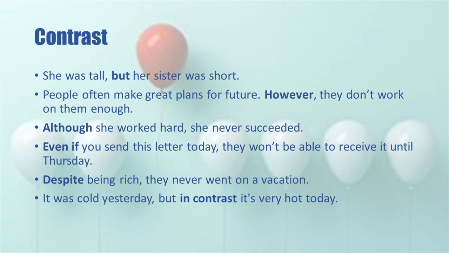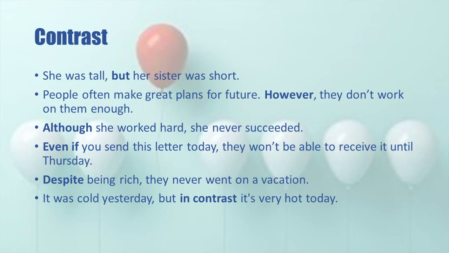Next one, despite being rich. Now being rich means the ability to do a lot of things, right? Being rich enables us to do what we want to do. But here we are using the word despite. People, I haven't included it here in the slide, but despite exactly means in spite of. For that reason, you can't use the phrase despite of. It has to be either in spite of or despite, because we often hear people saying despite of, which is wrong. So you should say despite being rich, they never went on a vacation.